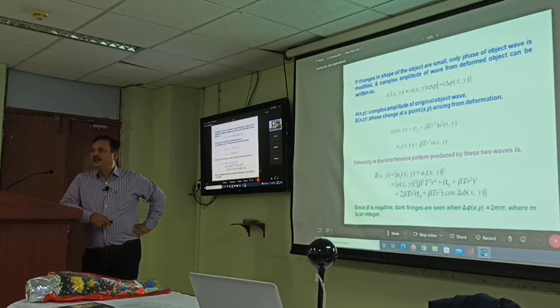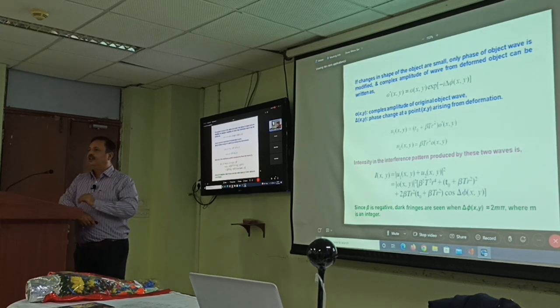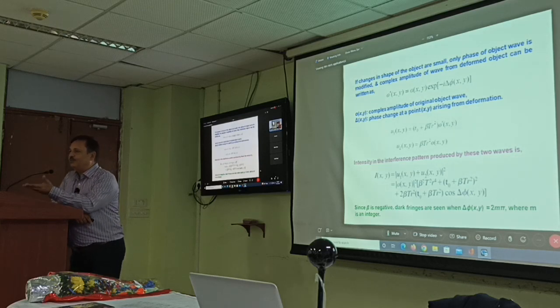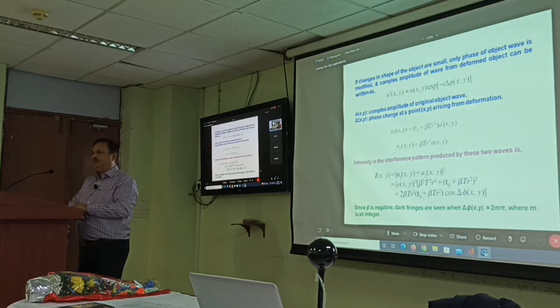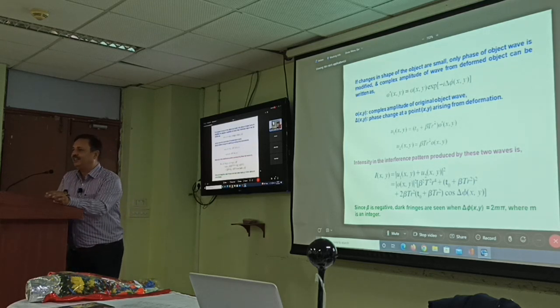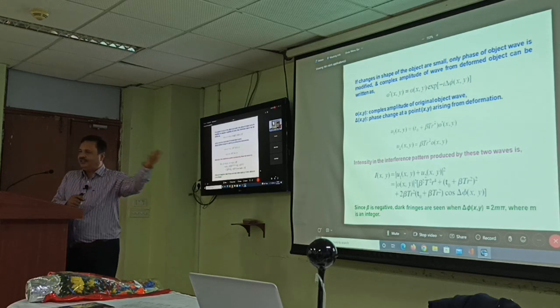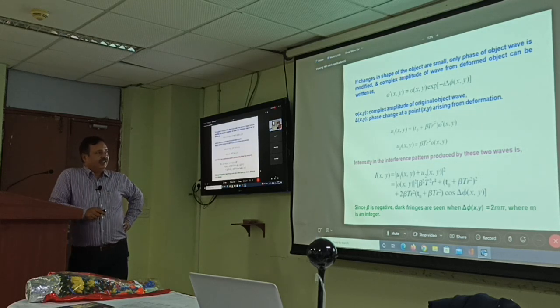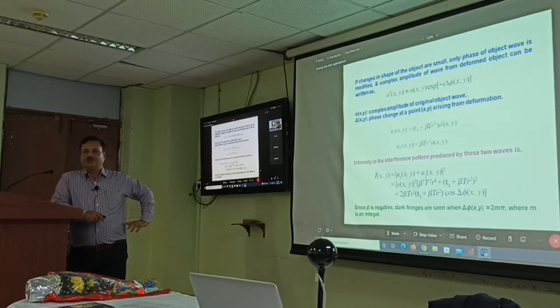Any particular value of information, sir, from first stage to second stage? So that depends on how much you are measuring. So it depends from application to application. So it has the property that you can measure that deformation, and that is why these are the applications. So if the changes in shape of the object are small, this is what answers your question.